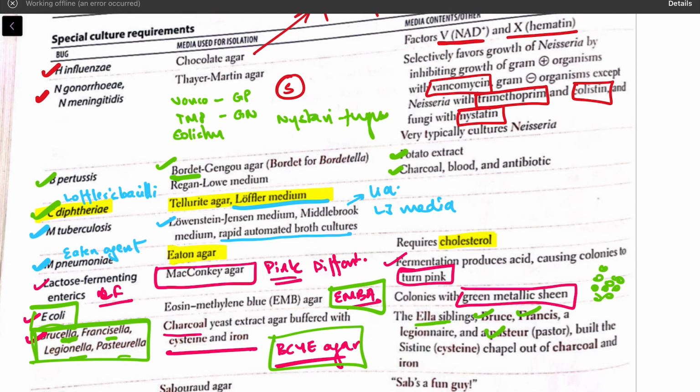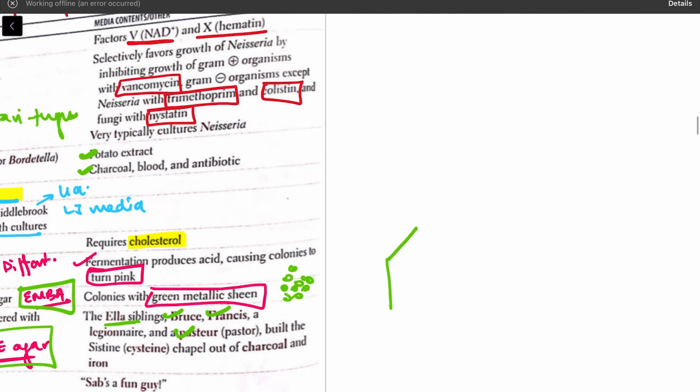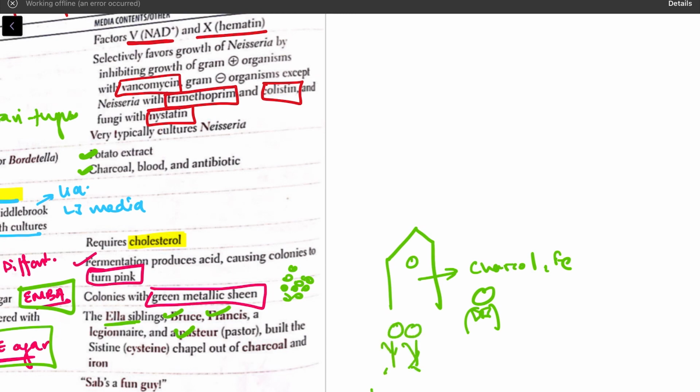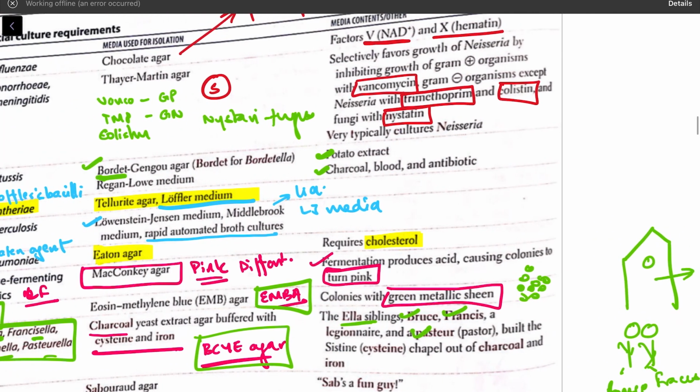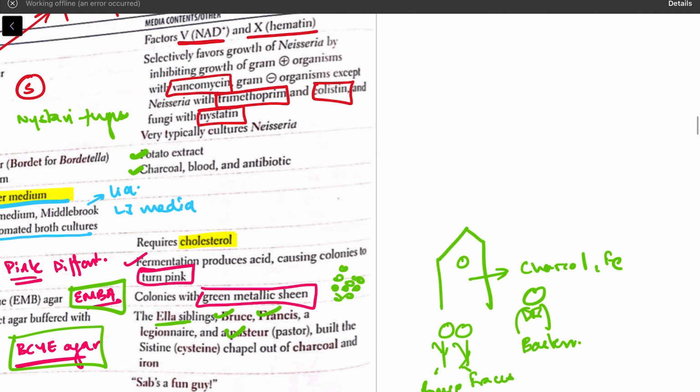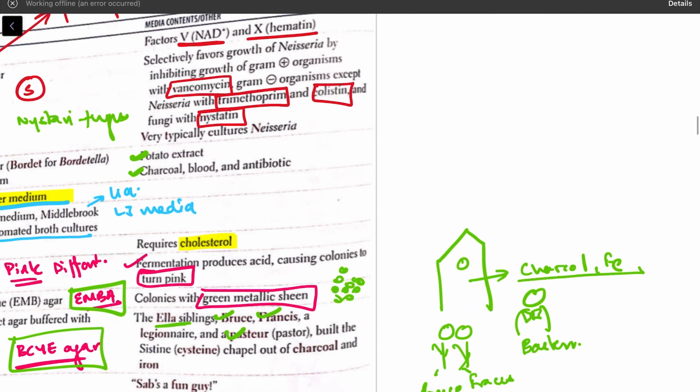ठीक है. तो क्या है? This is the Sistine Chapel, which is made up of charcoal and iron. ठीक है. तो इसको बनाने के लिए एक pastor होगा. This pastor, he built this thing, and who comes here? The Ella siblings, Bruce and Francis. This is pastor. ठीक है. तो क्या हो गया? Brucella, Francisella, Pasteurella and Legionella. ठीक है. इनके लिए मीडियम कौन सा हो गया? चारकोल, आयरन, एंड दिस इज सिस्टीन चैपल.